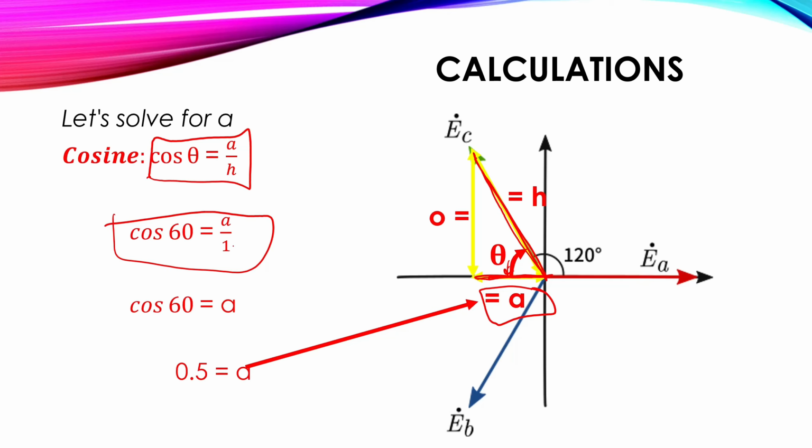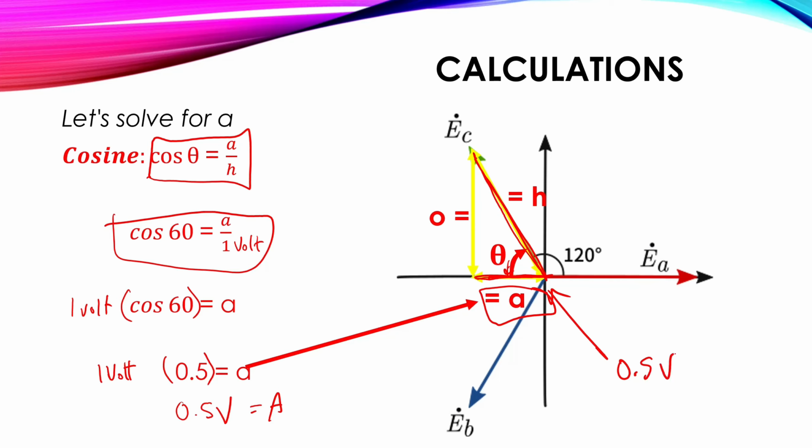Our hypotenuse is 1 volt, right? And so what we end up doing is we divide 1 volt on both sides, right? No, sorry, multiply 1 volt on each side. This is actually times 1 volt, right? Which makes it easier because now it's 0.5 times 1 volt, which basically just says it's 0.5 volts equals A. That's really easy, okay? So this side right here is 0.5 volts, okay?